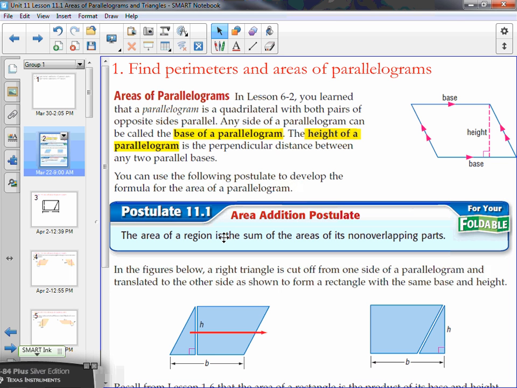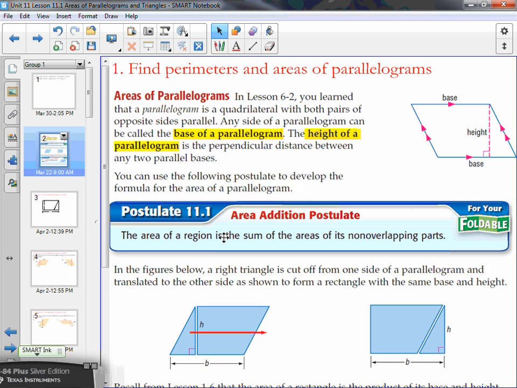Now, we're going to start with parallelograms here today. So we know what a parallelogram is. It's a quadrilateral with both pairs of opposite sides parallel. Any side of a parallelogram can be called the base of the parallelogram. But the height, unless it's a rectangle, the height will not be one of the sides. The height is the perpendicular distance between any two parallel bases.